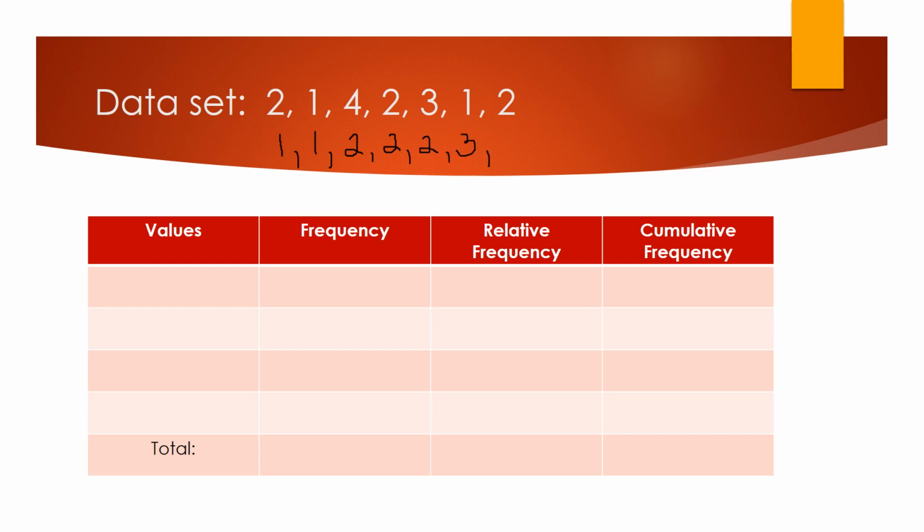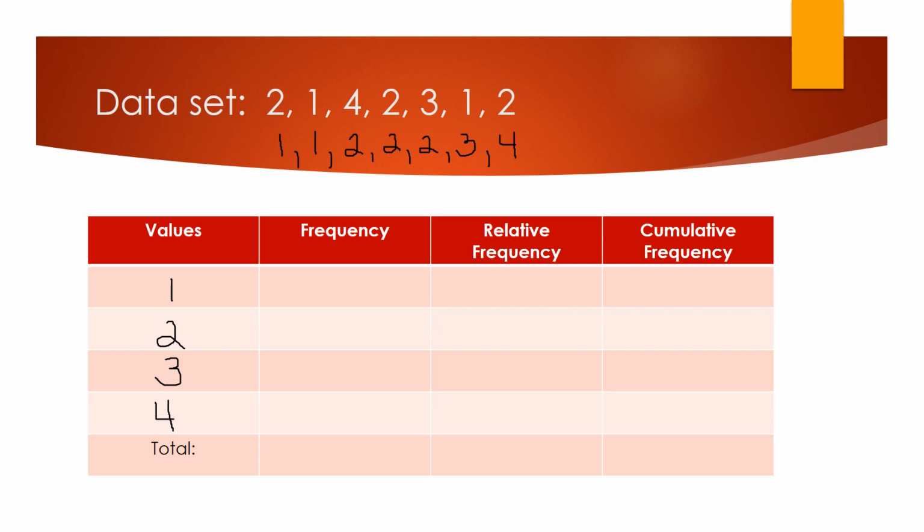So here, rewriting it, we will now have 1, 1, 2, 2, 2, 3, 4. Now to create our table, the first thing we're going to do is list all of the values. So we have 1, 2, 3, and 4. I don't have a gap in the numbers 1, 2, 3, 4. If you did, you would still write the number and then your frequency would be 0. So for example, if we didn't have a 2 in the list, we would still write 1, 2, 3, 4, but we would put a frequency of 0.